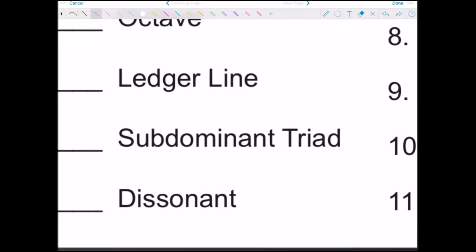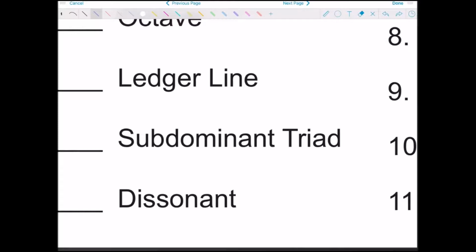Remember, the first note of the scale is called tonic. First note is called tonic, fourth note is called subdominant, fifth note is called dominant. So if we build a triad on the first note of the scale, that's called the tonic triad. If we build a triad on the fourth note of the scale, that's called the subdominant triad. If we build a triad on the fifth note of the scale, that's called the dominant triad.